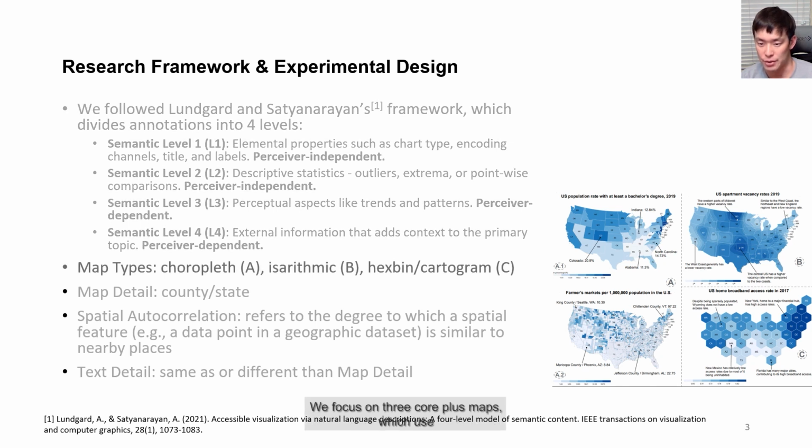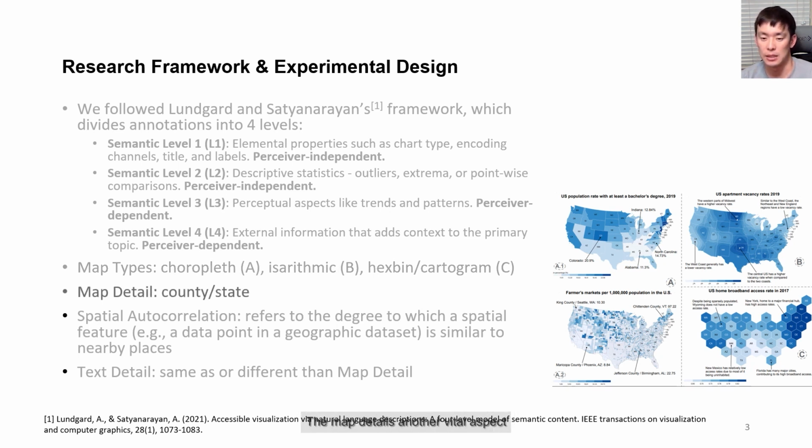Next, we move on to map types. We focus on three: choropleth maps, which use color gradations to represent data within geographical areas; isarithmic maps, which connect points of equal data value with lines to highlight gradients and transitions; and then finally, hexbin or cartogram maps, in which space is transformed to emphasize the data metric, often resulting in a visually compelling abstract representation.